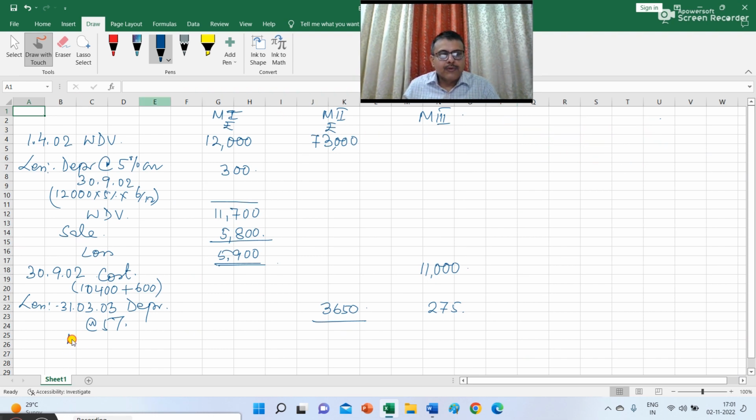So the written down value of the machine on 1st April 2003 is 69,350 and 10,725. If you add up these two, you will get 80,075, and the depreciation for the year on M2 and M3, if you add up these two, you will get 3,925.